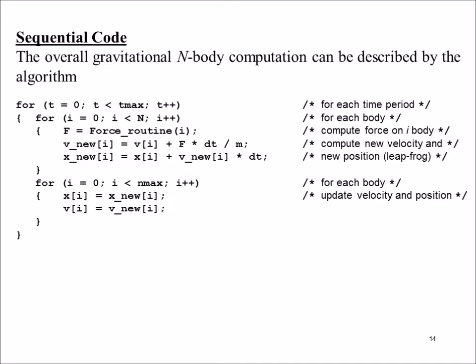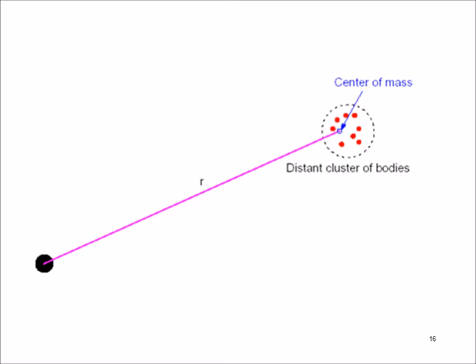Now you see that due to this nested loop, this algorithm is actually an O of n squared algorithm for one iteration, as each of the n bodies is influenced by each of the other n minus 1 bodies. So if you've got a lot of bodies, where n is very large, this direct algorithm is going to be very time consuming.